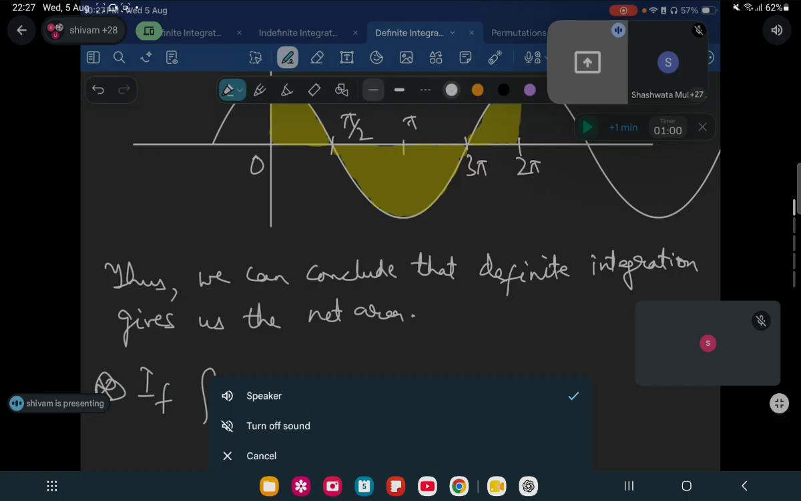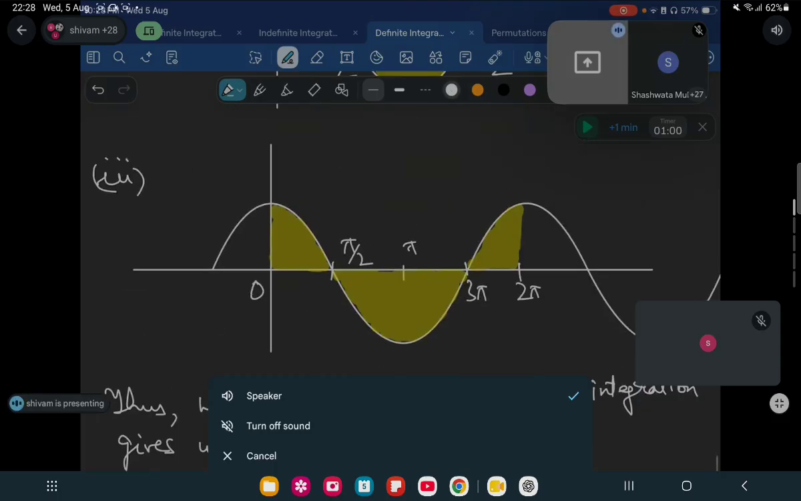If the integral of a to b f of x dx is equal to 0, where f of x is continuous, then we can say there exists at least one root of f of x in (a, b).